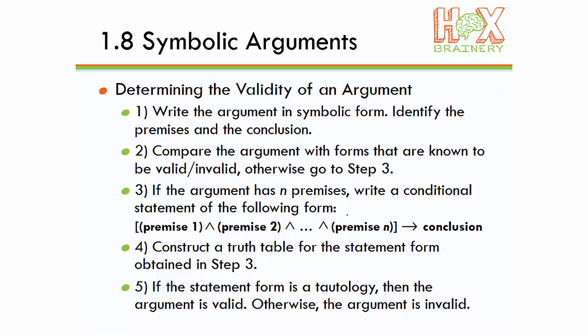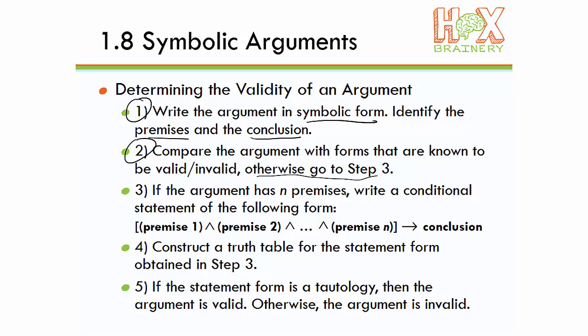Determining the validity of an argument. So this is your step-by-step, what you're going to do when you're testing out an argument. You're going to first write the argument in symbolic form, identify the premises and the conclusion. You're also going to identify your simple statements like P, Q, R, what those are. Step 2, you're going to compare the argument with forms that are known to be valid or invalid. So once you have your argument in symbolic form, go through the known valid arguments and the known invalid arguments and see if it is one of those. If it is, then you have your answer. You know if it's valid or not.